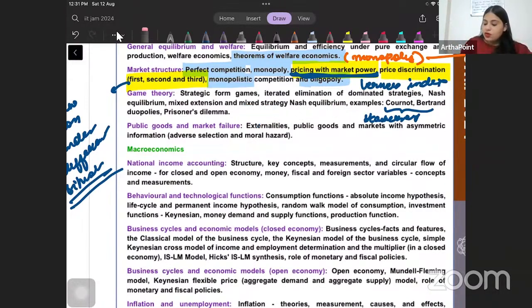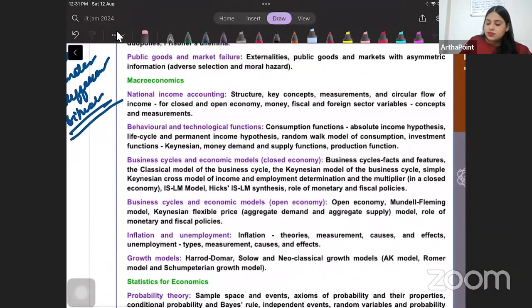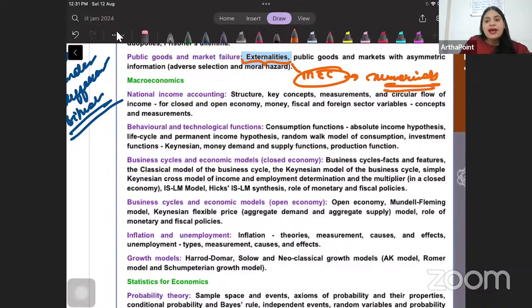बेटा कम फॉरवर्ड नाउ टू पब्लिक गुड. एक्सटर्नैलिटीज, नेगेटिव एक्सटर्नैलिटी, पॉजिटिव एक्सटर्नैलिटी, कंज्यूमर एक्सटर्नैलिटी, प्रोड्यूसर एक्सटर्नैलिटी, सब कुछ पढ़ना है. क्वेश्चंस ऑन एक्सटर्नैलिटीज, कैसे मार्जिनल एक्सटर्नल कॉस्ट कर्व में आती है, कैसे इस पे न्यूमेरिकल्स आ सकते हैं. एवरीथिंग हैज टू बी कंप्लीटेड फ्रॉम एक्सटर्नैलिटीज.